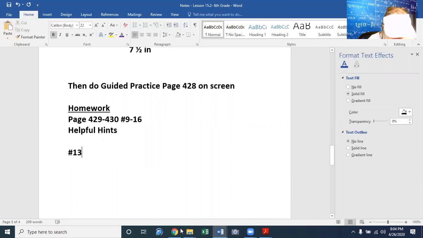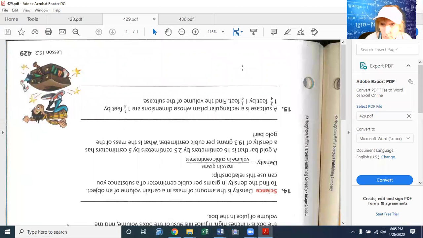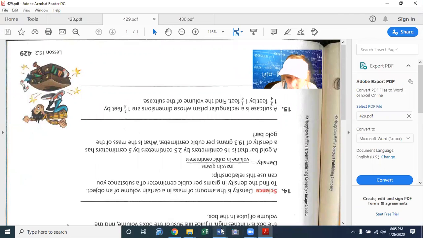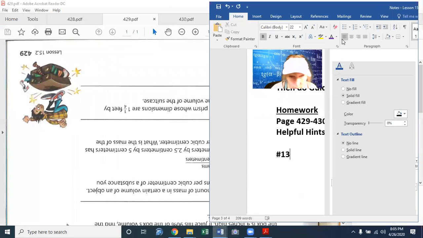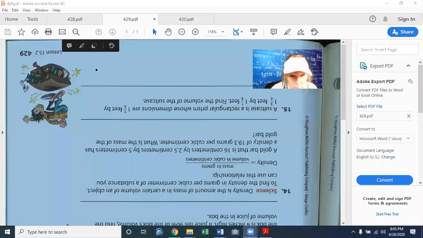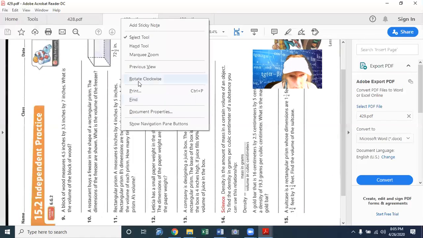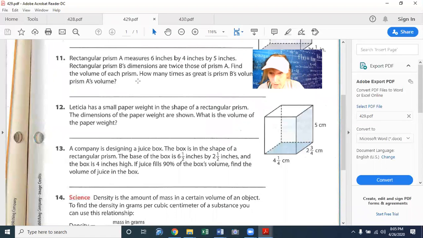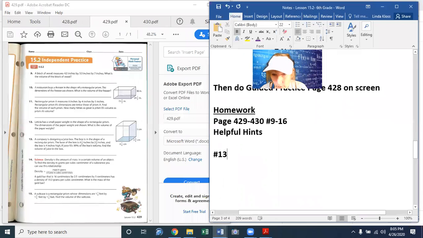Number 13, I could bring it up. Let's bring it up here. 429. And then I will bring this back up and make it smaller. And then this has to be turned the right way. Okay. So number 13, and I want to make that small, not big. And we don't want to have this extra little stuff in there.